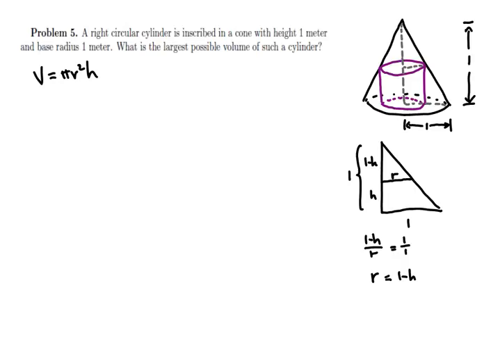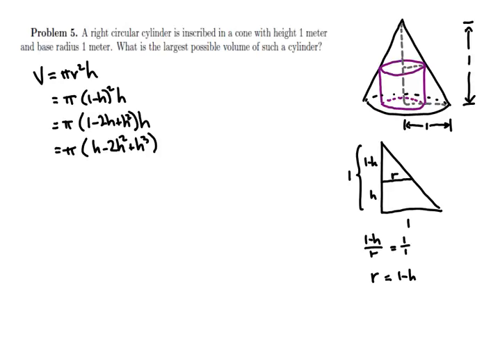The volume of a right circular cylinder is pi r squared h. The fact that it's a right circular cylinder only means that its sides are perpendicular to its base, which is a normal cylinder. So if we replace r with the quantity 1 minus h squared, we would get pi times the quantity 1 minus 2h plus h squared, all times h. Simplifying again, we would get pi times h minus 2h squared plus h cubed.